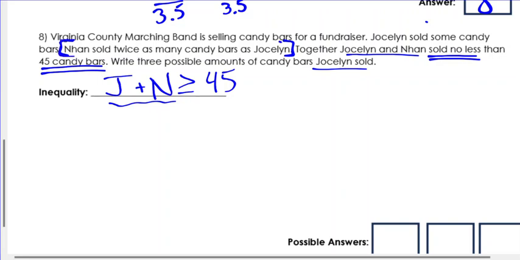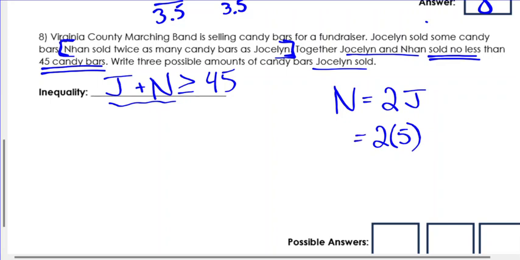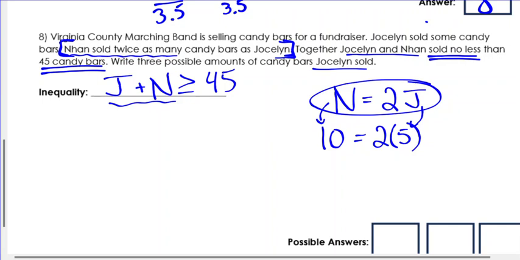Non sold twice as many candy bars as Jocelyn. So I'm going to think about how to represent that first. Non, his amount, would be twice as many as Jocelyn. So it would be 2 times as many as Jocelyn. I just want to think about examples in there. Let's say Jocelyn sold 5. 2 times 5. I just want to make sure that this really makes sense. Then Non would have sold 10. I want to make sure that that's really what that's saying. Non sold twice as many. Well, this is saying Non sold 10. Jocelyn sold 5. So this equation does represent that scenario. Non is 2 times whatever the value of Jocelyn.